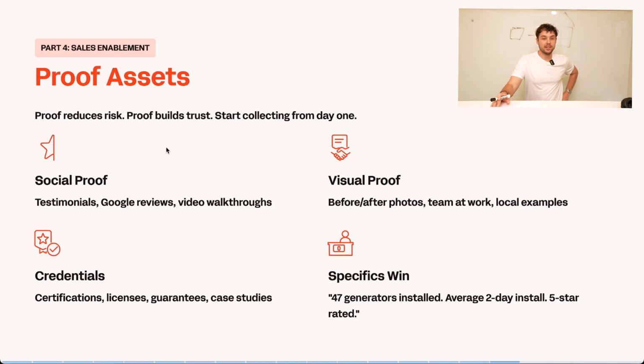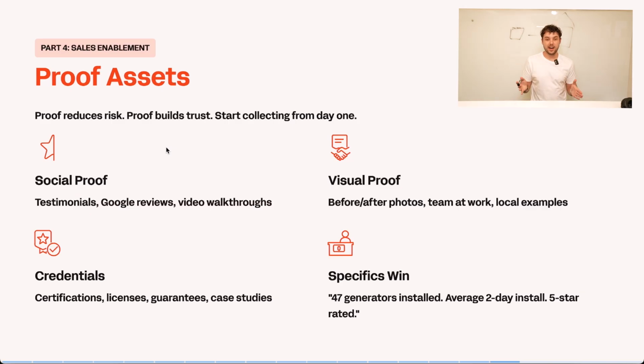So proof assets reduce risk, they build proof that you have trust, and you should start collecting them from literally day one, okay? Your literal number one objective, before you even really try to focus on making money, is just getting a client, delivering your service well, and then getting a testimonial from them and creating a case study so other people can see you actually know how to do what you claim you know how to do.